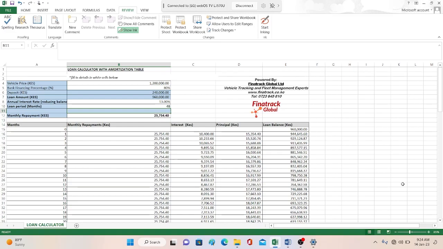So at the top, you need to enter the price of the car. This is the buying price of your car. So let's assume the vehicle price is 3 million. So once you enter, just press enter.